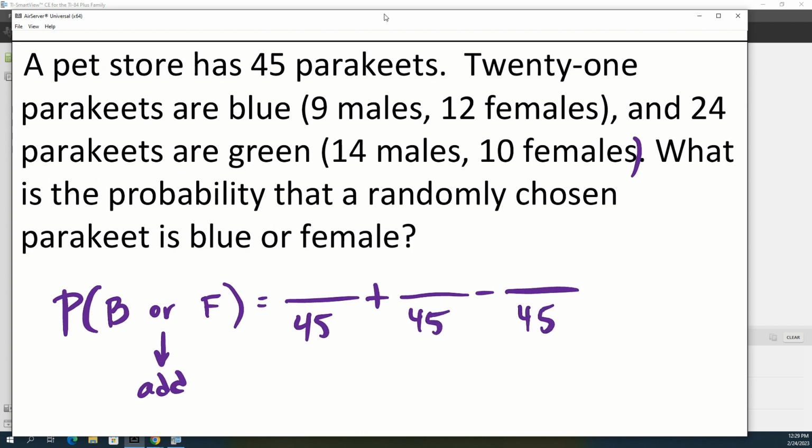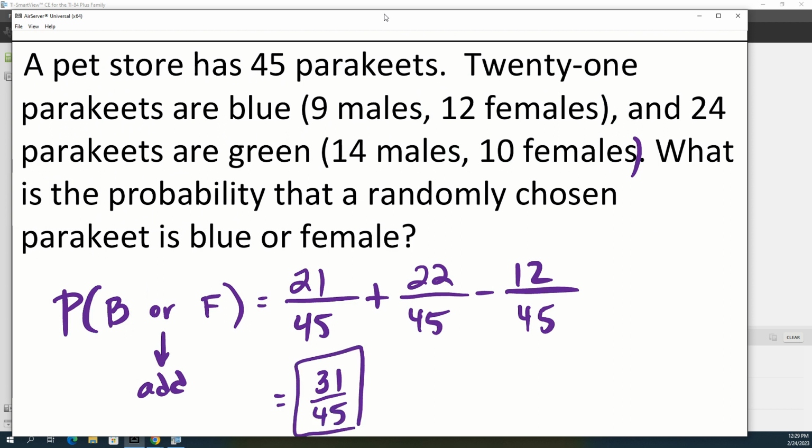All right. So this first fraction, we'll look at the blue parakeets. So it looks like there's 21 of those. The second fraction, we're going to look at the female parakeets. How many of those are there? 22. And then what we subtract are the ones that are blue and female, because they were counted with the blue and they were counted with the female. So how many? There's 12. Good. That's what you would type in. And then when you hit enter, hopefully you got 31 over 45. Yep.